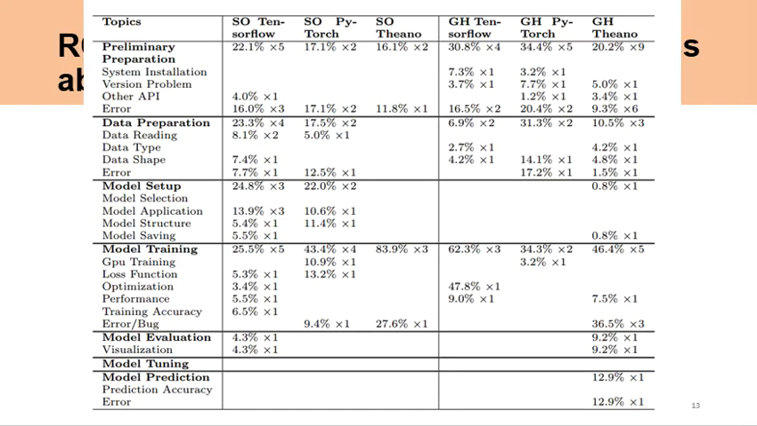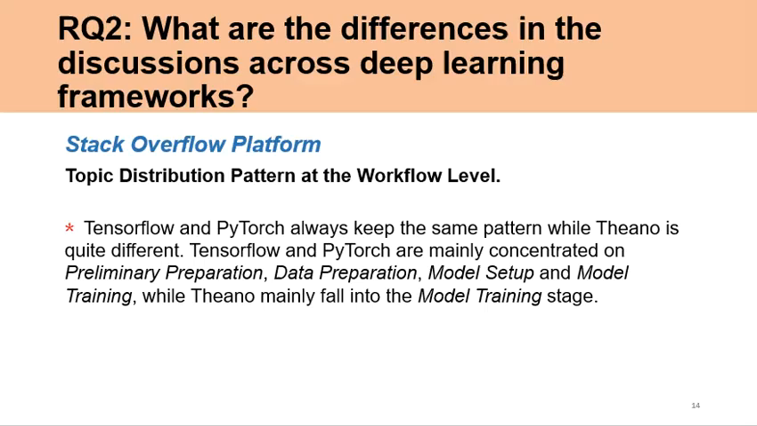This is the percentage of posts recorded in the workflow stages and aggregated topic categories for the 6 data groups. The multiplication sign number indicates the number of LDA topics matched with a particular topic category. We can find that the most frequently discussed workflow stages are model training and preliminary preparation.